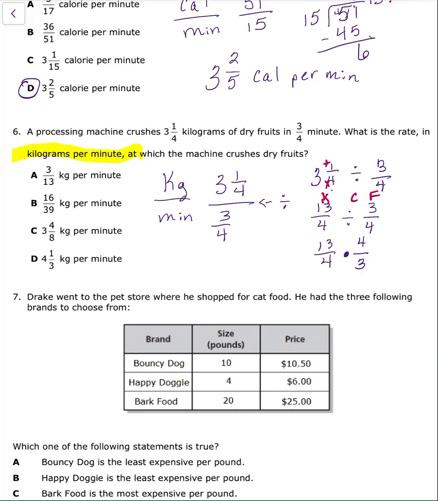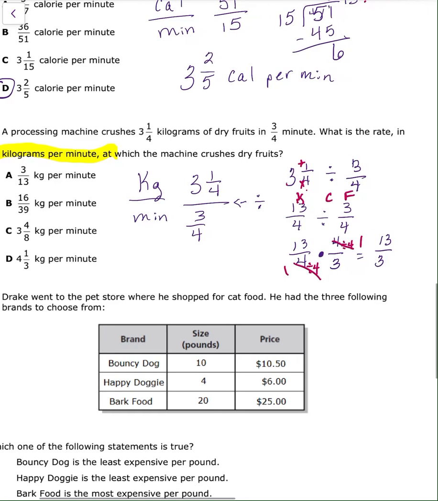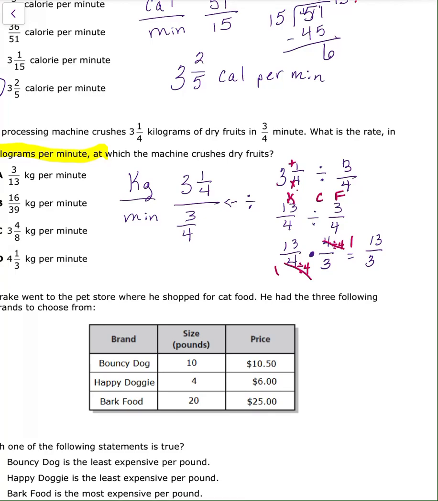Can we simplify? Ooh, yes, I love it when we have the same number. Makes it so easy. 4 divided by 4 is 1. 4 divided by 4 is 1. Can't do 13 and 3, so we're going to multiply straight across. So 13 times 1 is 13. 1 times 3 is 3. And it's improper, so we're going to have to do Texas or divide. Numerator in, denominator out.